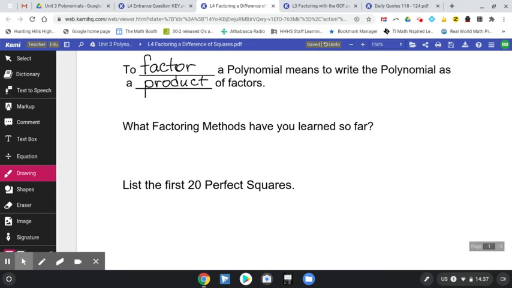And then it says, what factoring methods have you learned so far? Well, we will learn quite a few eventually, and you do have to know the names of them. So I want you to think about, what did we call the factoring that we did in lesson 3? And hopefully you said greatest common factor.